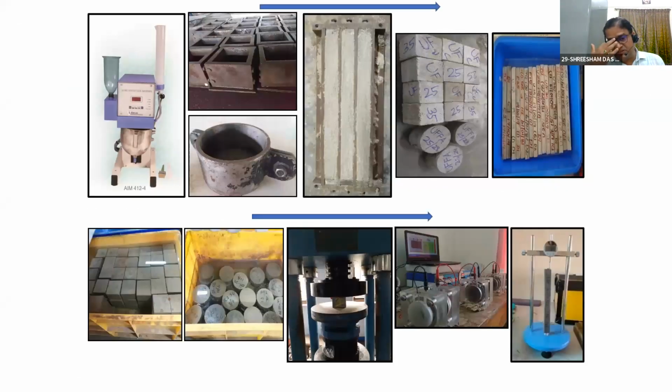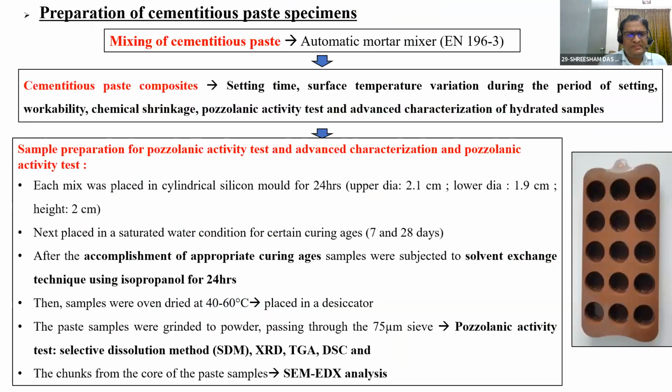So these are the specimens. You can see the mortar mixer, then the specimens, and all kinds of testing methods presented here. I will just skip this. We have done two types of mix. One is mortar, for the compressive strength test, shrinkage test, and RCPT test.